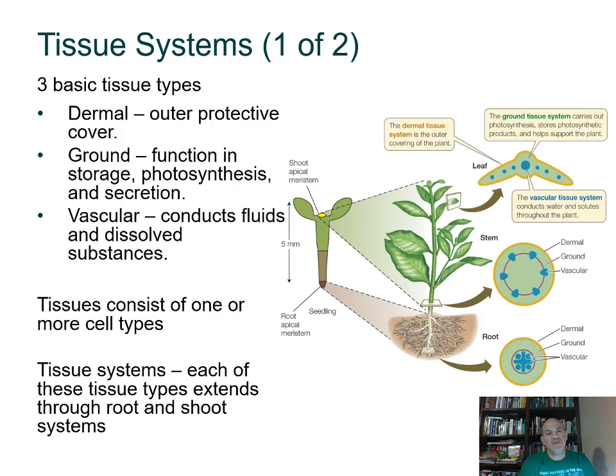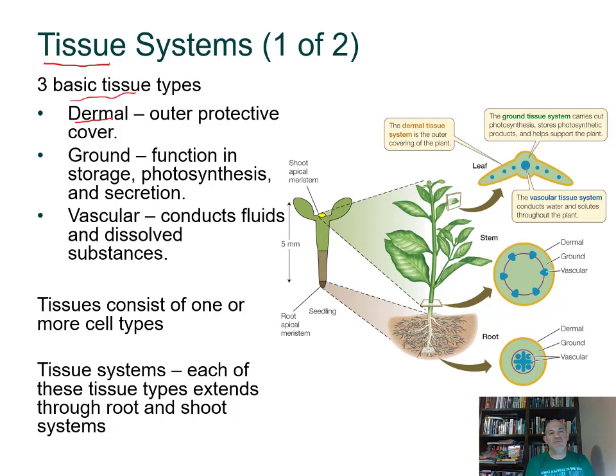Now, once we get to cell types, we are going to progress to the next level of organization in multicellular organisms, and that's the tissue level. Remember, you start out with chemicals, then compounds, biomolecules, organelles, cells, tissues, organs, and so on. So now we're at the tissue level, and there are three basic tissue types.